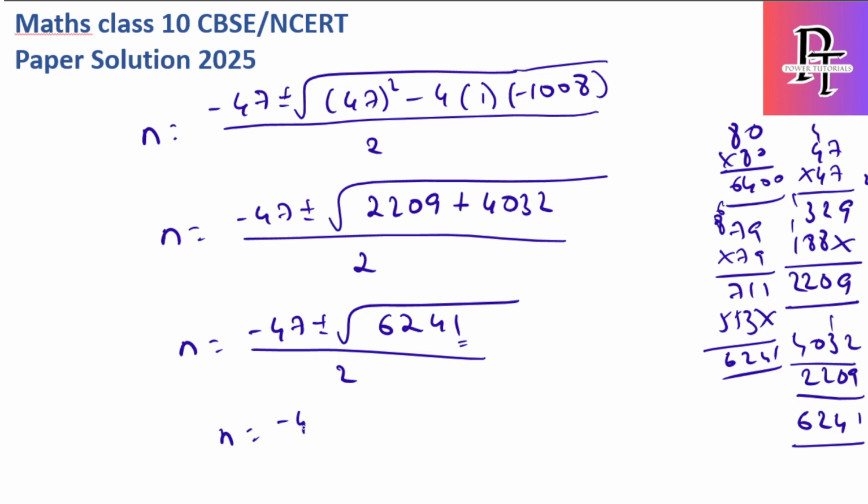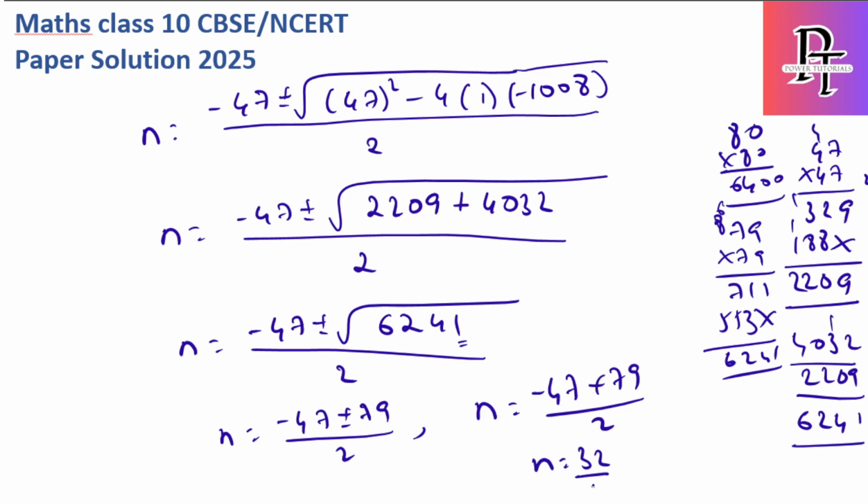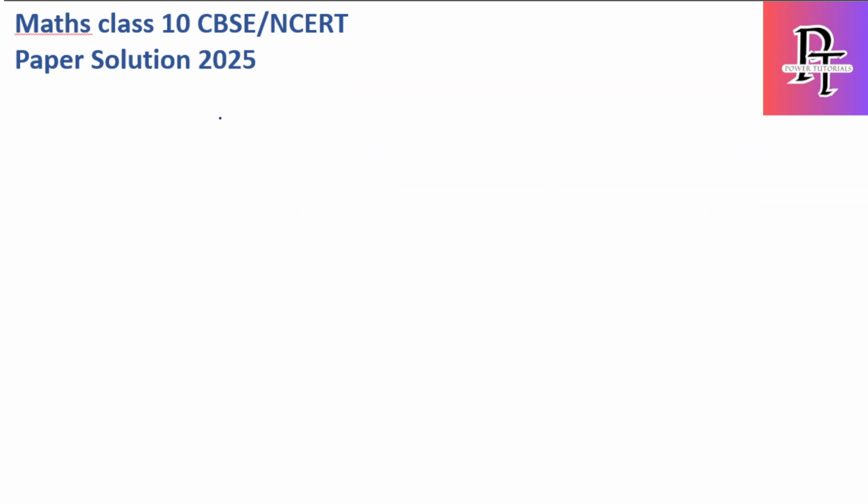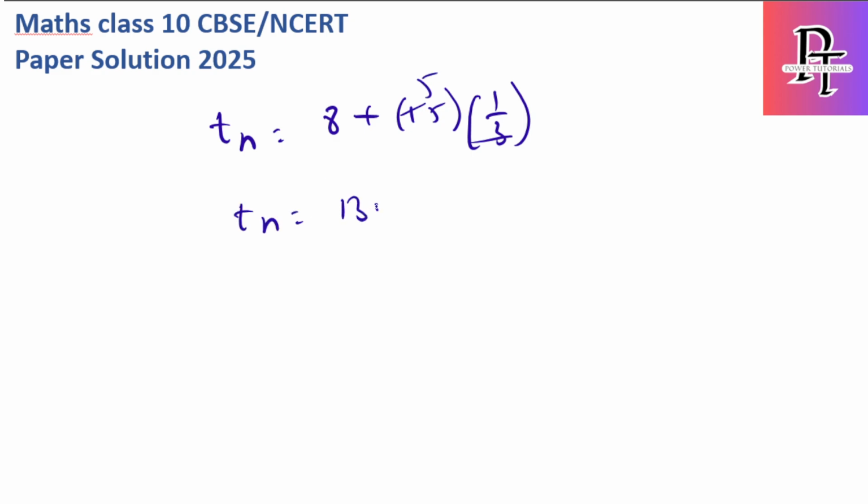Hence this value is minus 47 plus or minus 79 by 2. N value cannot be negative, so we will only consider the first value, which is minus 47 plus 79 by 2, which is 32 by 2. So n value I got as 16. I know a value, so simply I can find the Tn value, which is a plus n minus 1 into d, which is 8 plus 16 minus 1, which is 15, into d value 1 by 3. So 3 5s are 15, 5. So the final answer, the last student's age is 8 plus 5, which is 13 years.